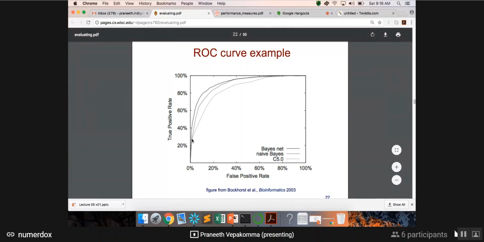Now, say for the most part, until 40% FPR, your BayesNet is dominating, is doing much better. Whatever FPR you want to choose, your BayesNet is giving you better TPR at the same FPR, right? So it's a much better technique.